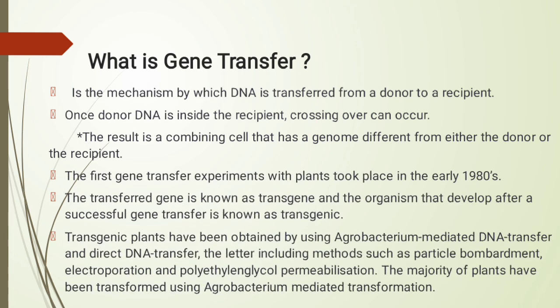The first gene transfer experiments with plants took place in the early 1980s. The transferred gene is known as a transgene, and the organism that developed after a successful gene transfer is known as transgenic.